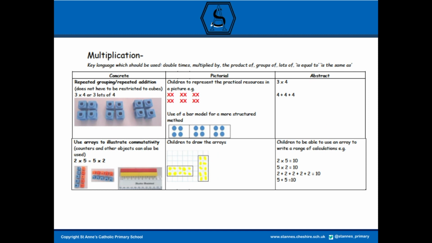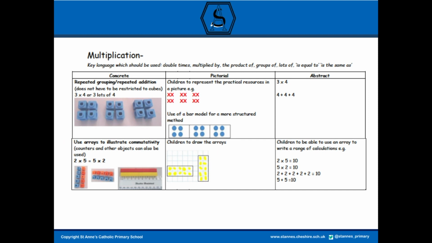So our first learning objective here, as you can see, we go from concrete to pictorial to abstract, which is the concept that our Inspire Math scheme is based on, which comes from Singapore. We've got repeated grouping and repeated addition. So we start with 3 lots of 4.